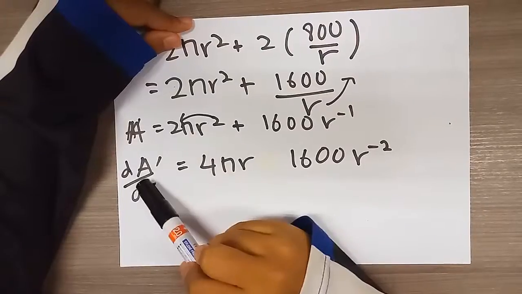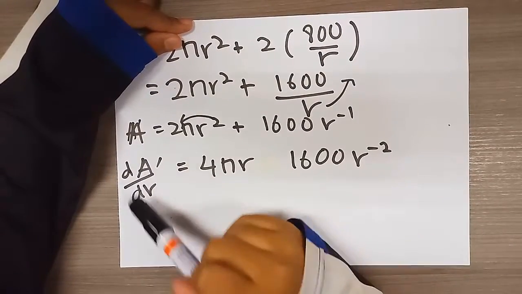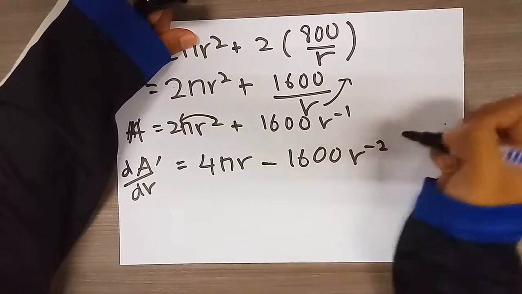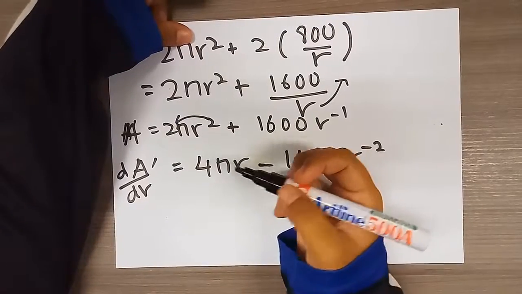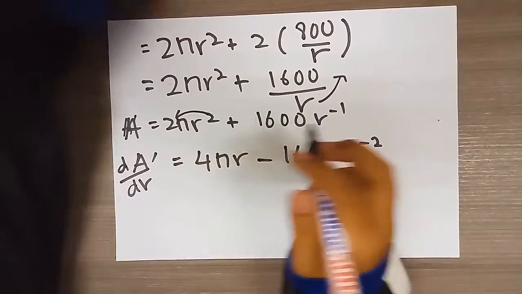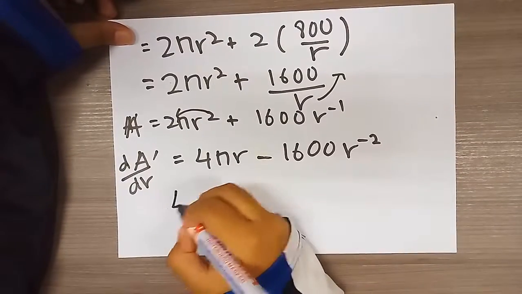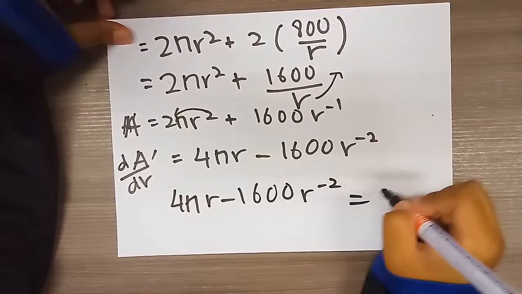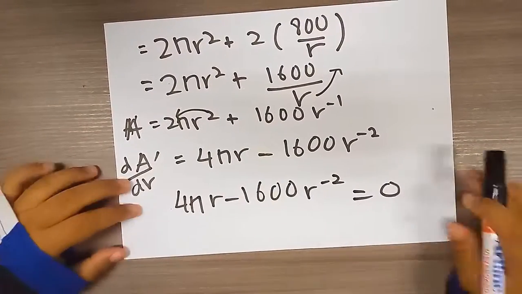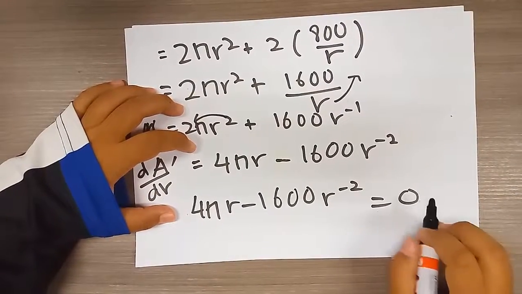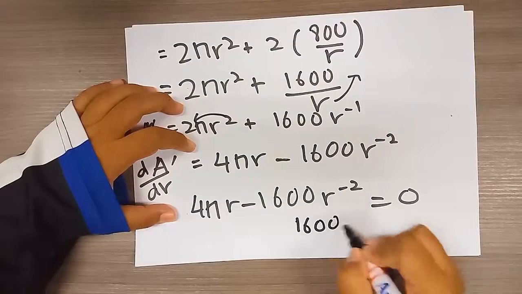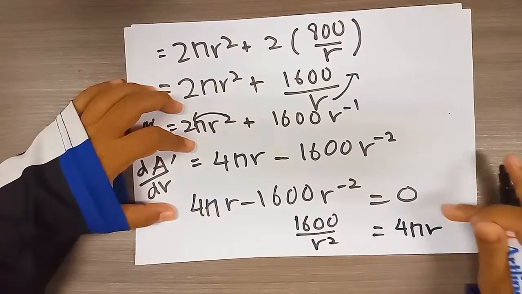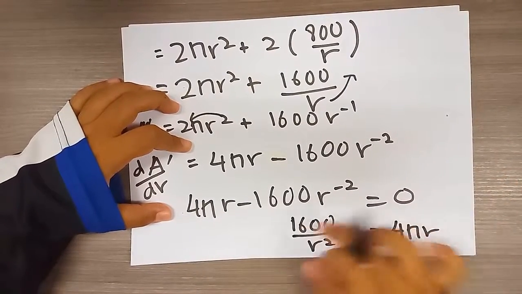So area with respect to radius, which is dA over dr. So we get 4πr minus 1600r⁻². As we know, to find the minimum value, dA over dr is equal to 0. So 4πr minus 1600r⁻² equals 0. So this gives us 1600 over r² equal to 4πr. So we can find the value of r over here.